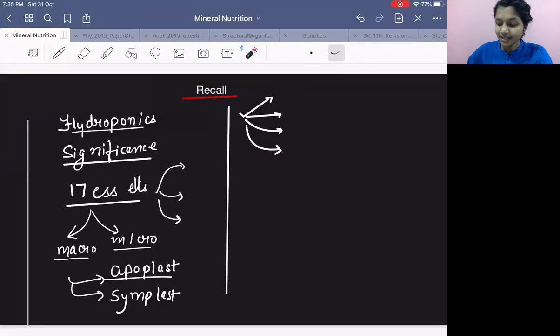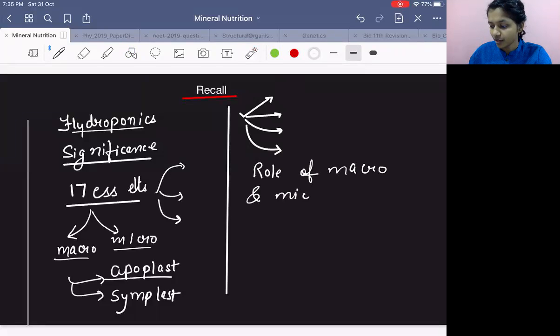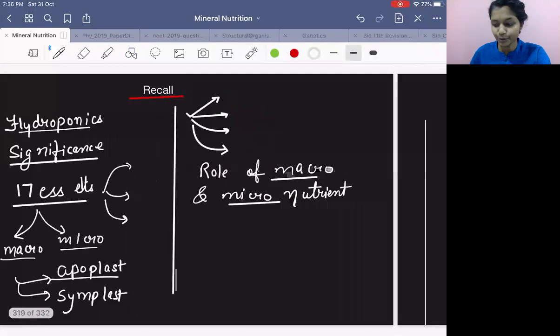After that we had discussed the role of macro and micronutrients: where it is required by the plant, in what form the plant is absorbing it, and if it is below the critical concentration, the plant starts to show deficiency symptoms. So what deficiency symptoms will you majorly get? That is what we had learned up to now.